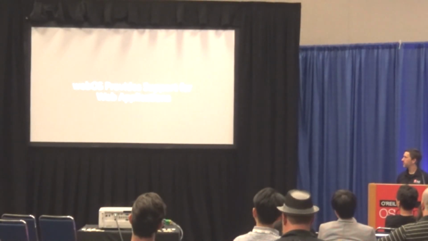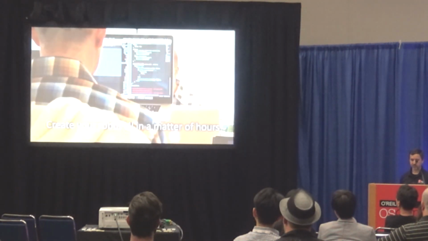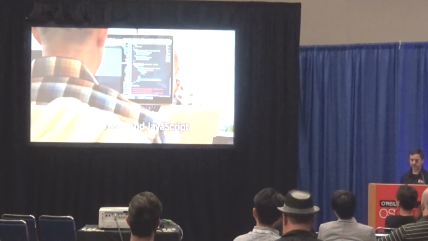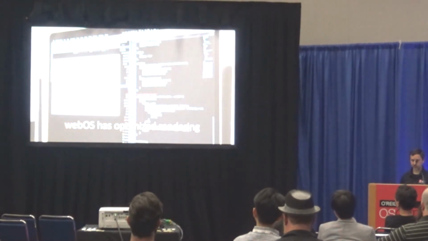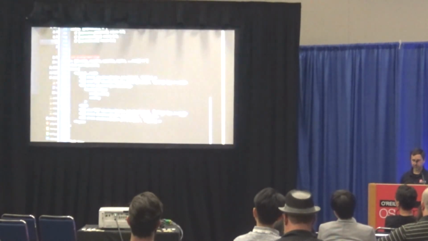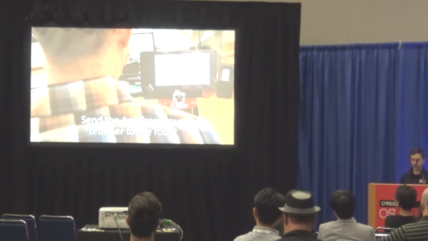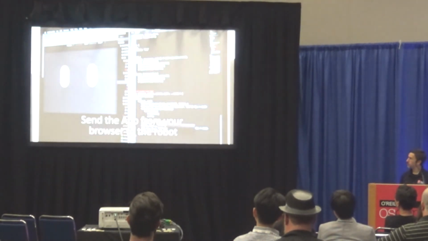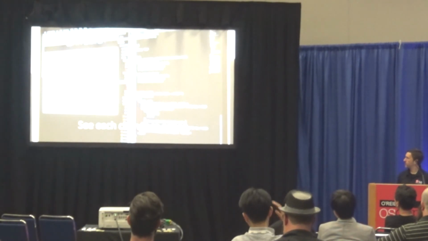webOS provides support for web applications. Create your robot UI in a matter of hours. Use HTML5 and JavaScript. webOS has optimized rendering. Send the app from your browser to the robot. See each change in action.